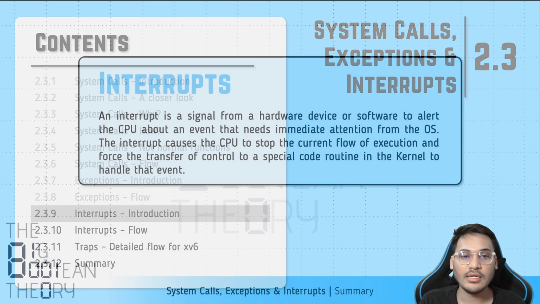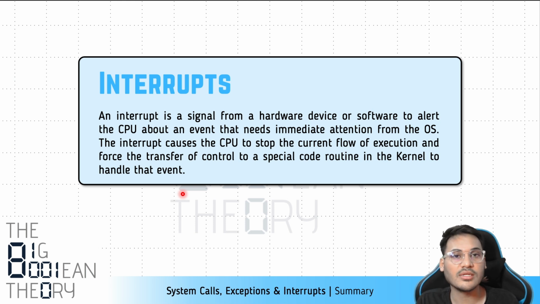So basically, an interrupt, as we saw in the definition, is a signal that can come either from the software or the hardware. This signal is meant to notify or alert the CPU about an event or a situation which needs immediate attention from the operating system. And when the CPU detects the interrupt, it halts whatever it is doing, it halts the execution of the current user process, and immediately transfers control to the operating system.